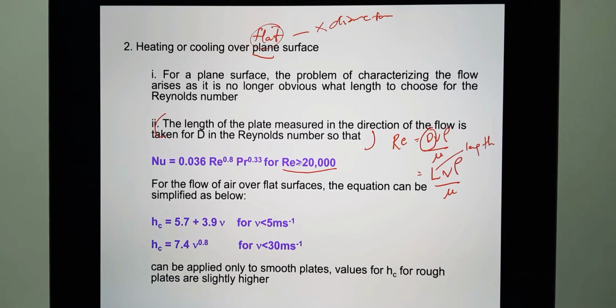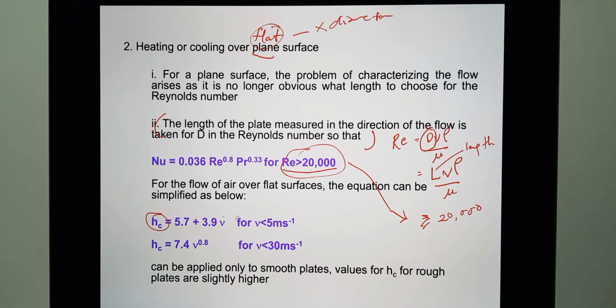Alright, and then when you are given a problem statement, the first thing you need to do is calculate the value of Reynolds. When the value of Reynolds is greater than or equal to 20,000, then you can choose to use this particular equation. Alright, so for the flow of air over flat surfaces, the equation can be simplified as below. HC, the heat transfer coefficient, equals 5.7 plus 3.9 V.